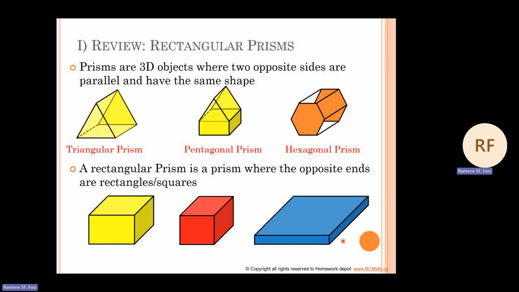Right, this is an example of a rectangular prism. Prisms are 3D objects where two opposite sides are parallel and have the same shape. Look at this, it's the right triangular prism. The triangles there are parallel and they are the same. Here is a pentagonal prism. Then you've got the hexagonal prism. Below here, these are rectangular prisms. Our focus today will be on the rectangular prisms.